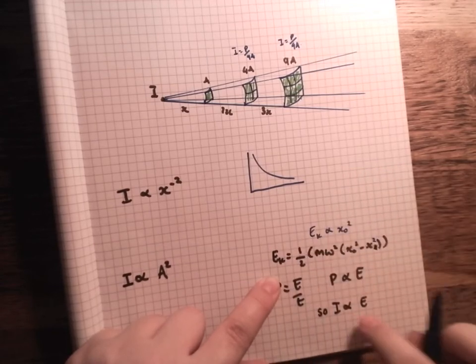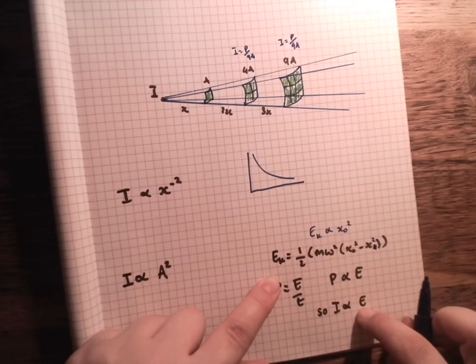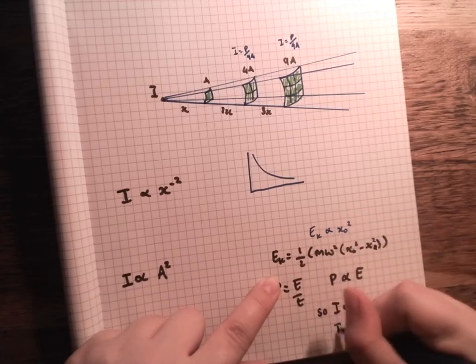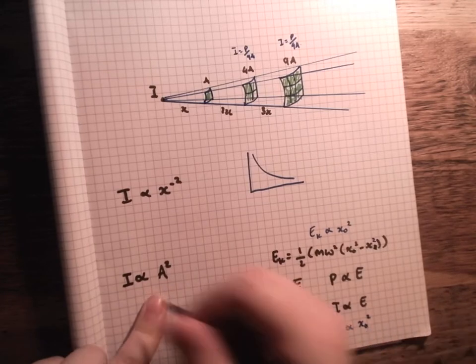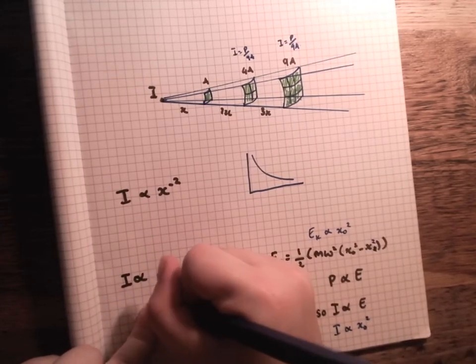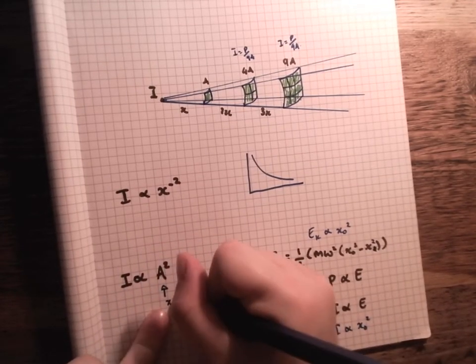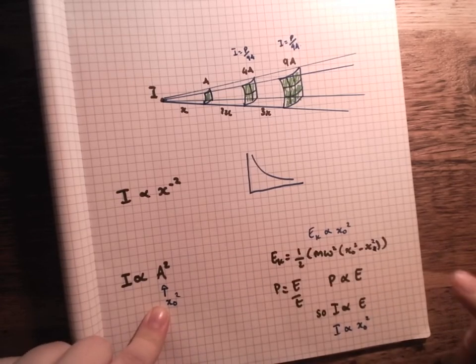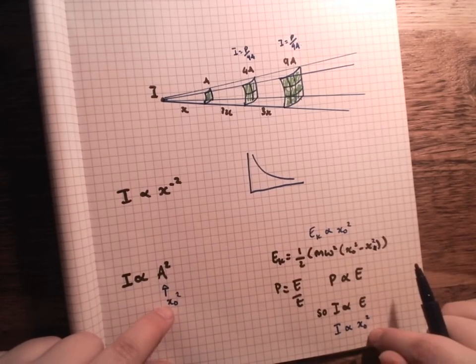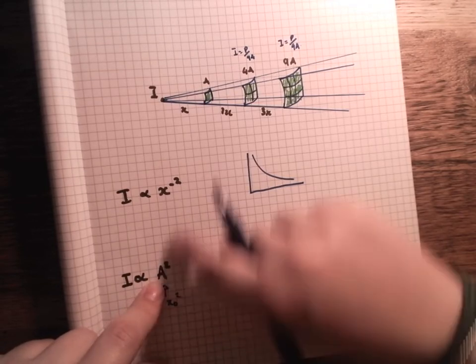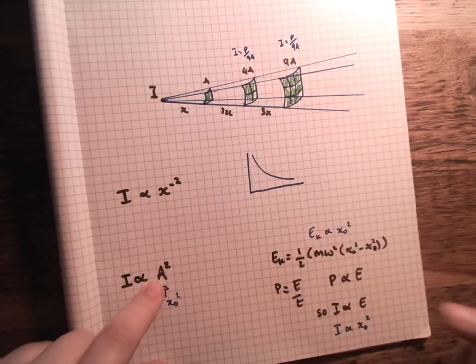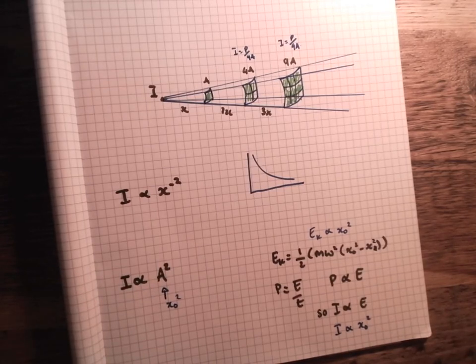And since intensity is proportional to energy, intensity is also proportional to x0 squared. Just remember that this A here is x0, or x0 squared I should be saying, because the IB just changed what they were using for their amplitudes there. I think it was also maybe to not confuse you with this x up here, but there we go. And that's a little bit on it.